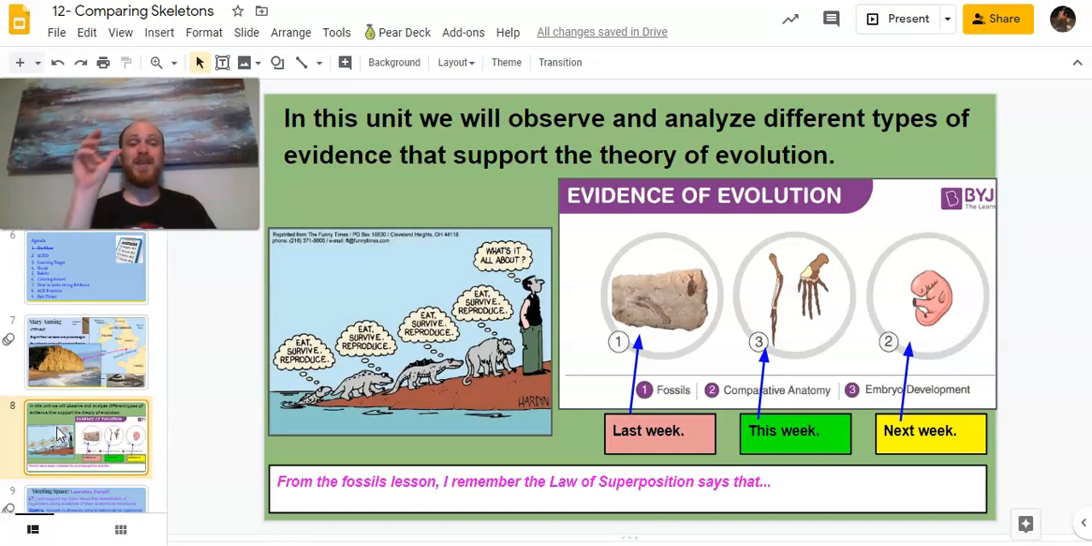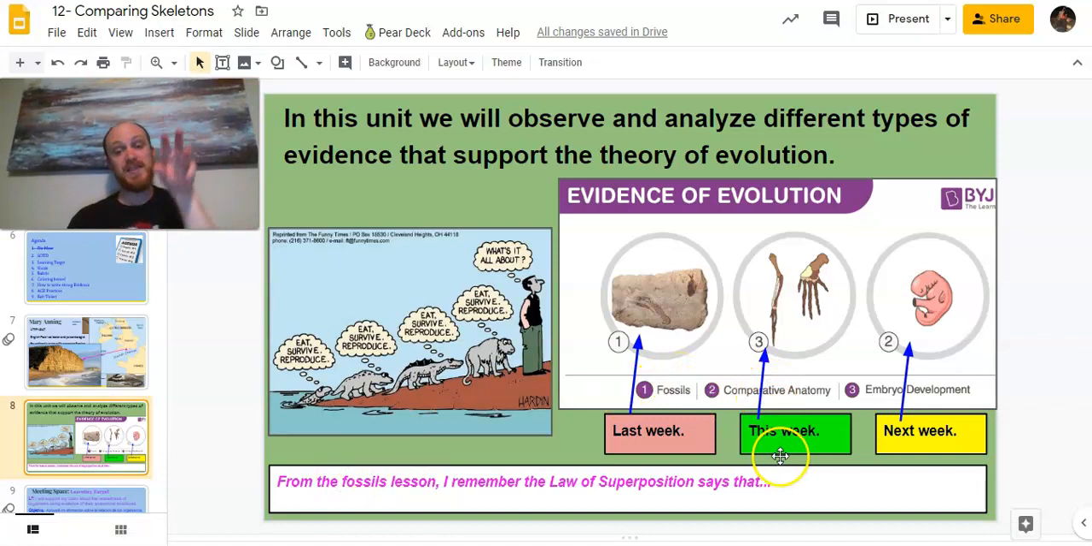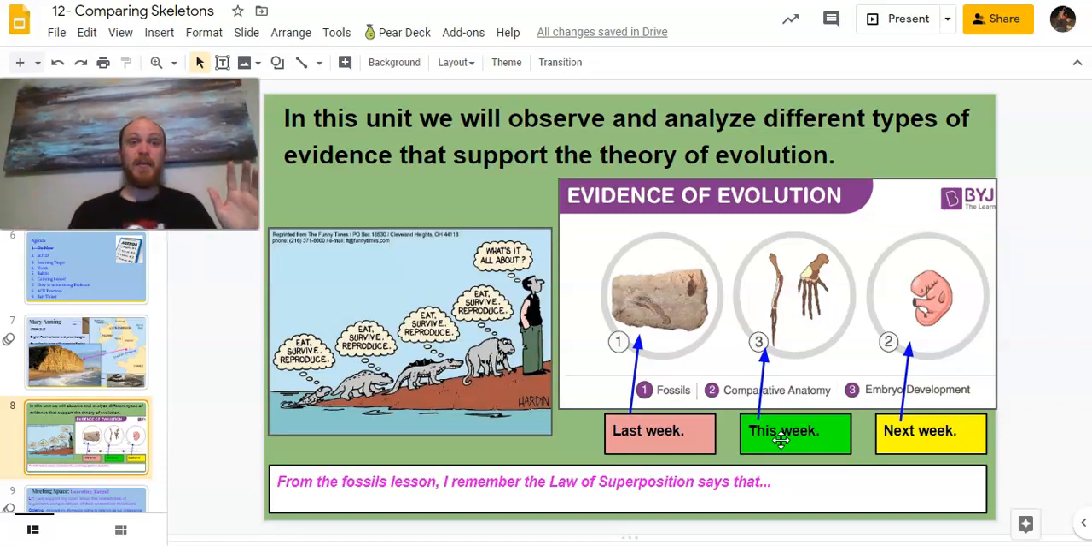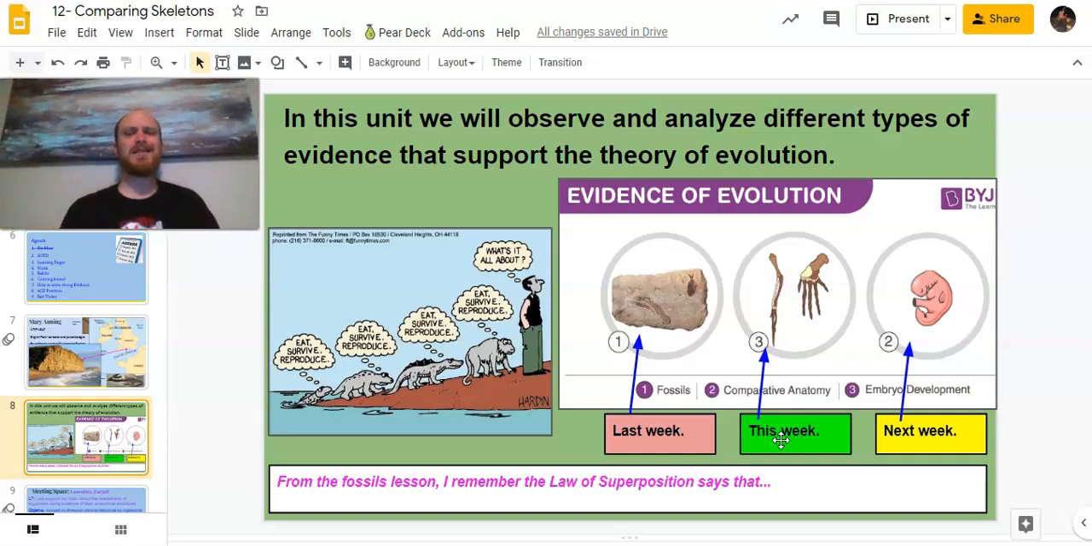So in this unit, we're looking at different types of evidence that support the theory of evolution. And there's so much, but we're kind of breaking it down into just three types. So there's fossils. We talked about that last week. This week is all about comparing anatomy. It's called comparative anatomy. We're looking at body parts of all kinds of different animals, specifically animals because it's easy to think about, and comparing them and seeing how does that help us understand that these things are all related. Next week, we'll talk about embryos.